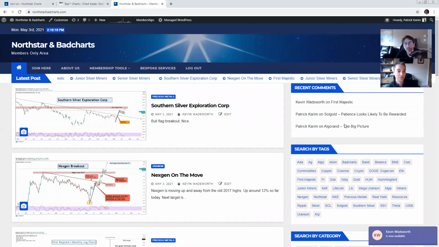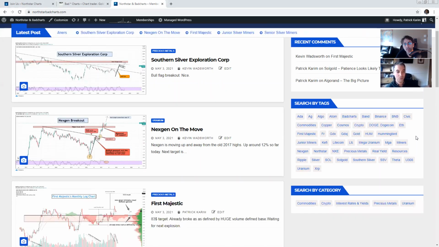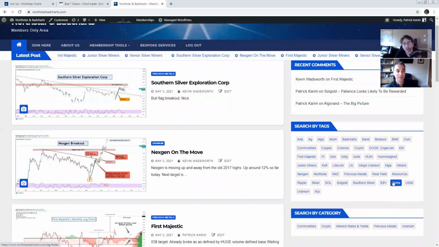And also key to this website is that it's so searchable. It's really got a great way of being able to find the charts that you're looking for. You can search by tags. So if you're looking for a copper chart, you can just click on copper and it brings up all the charts that are related to copper, and the same with the uranium miners and all those kind of things as well. Or you can search by category, and you can pick your general category and find all the charts that are covered by that category. So you can see their precious metals, for example. So it's the place to go.